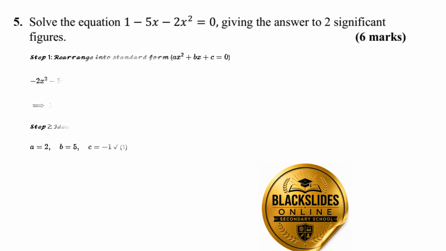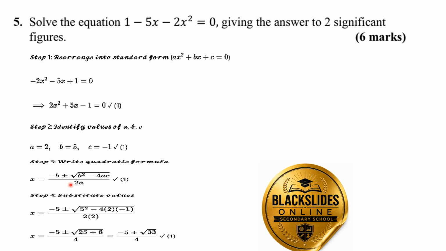Welcome, learners. So we are saying first and foremost, rearrange the expression into standard form, ax squared plus bx plus c equals 0. You have this, just transferring these terms and rearranging them nicely, and then multiply through by minus 1, it will give you this. Then these are the values of the constants in the expression. A is 2, B is 5, and C is minus 1.